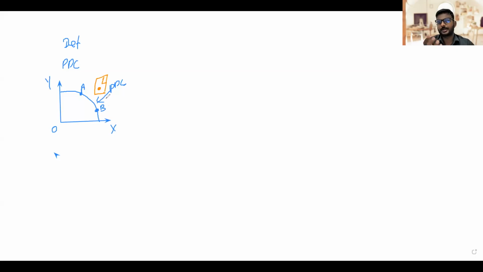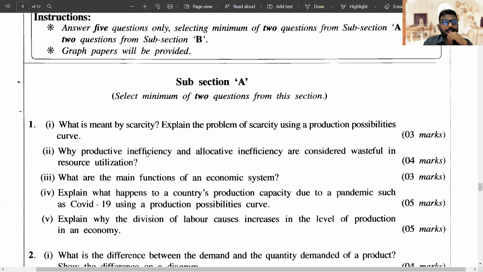And then in your description you might say, okay, since it's outside the production possibility region, to achieve the combination of output shown by C, we don't have enough resources. That's what scarcity is. Right? Cool. Next.